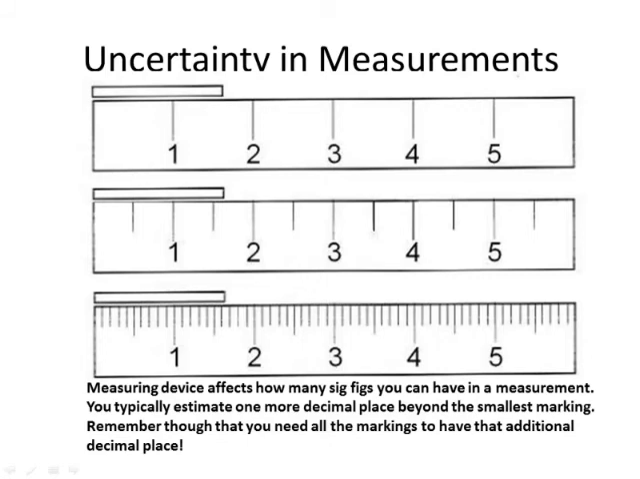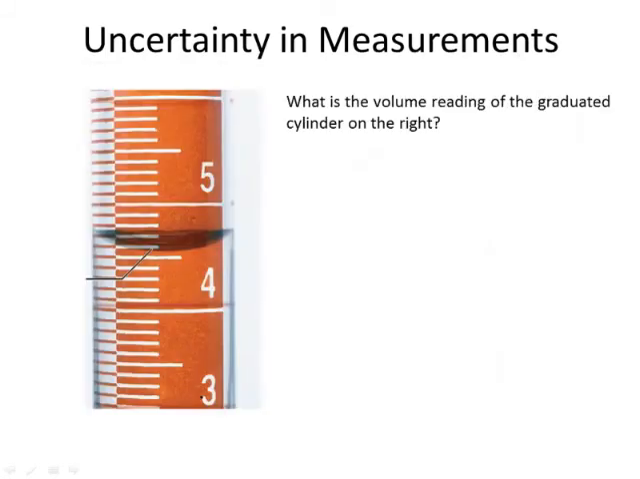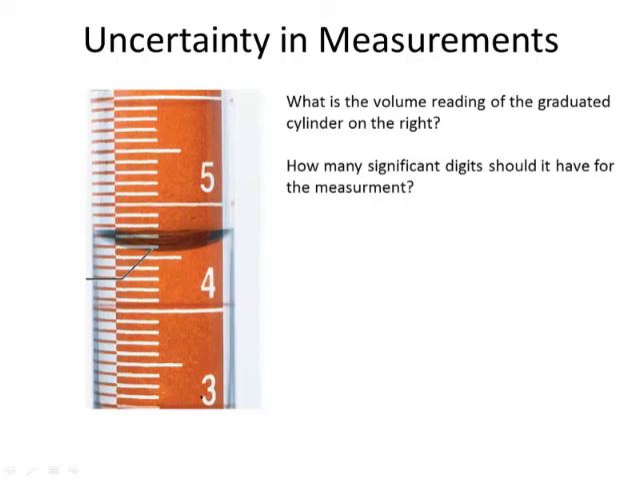All right, so let's test this out. What's the volume of the liquid in the graduated cylinder on the right? Now remember that the numbers are increasing from bottom to top, and also make sure to read the value from the bottom of the meniscus. You need to make sure to think about how many significant digits it should have for the measurement. So I'll give you a couple of seconds here to think about an answer.